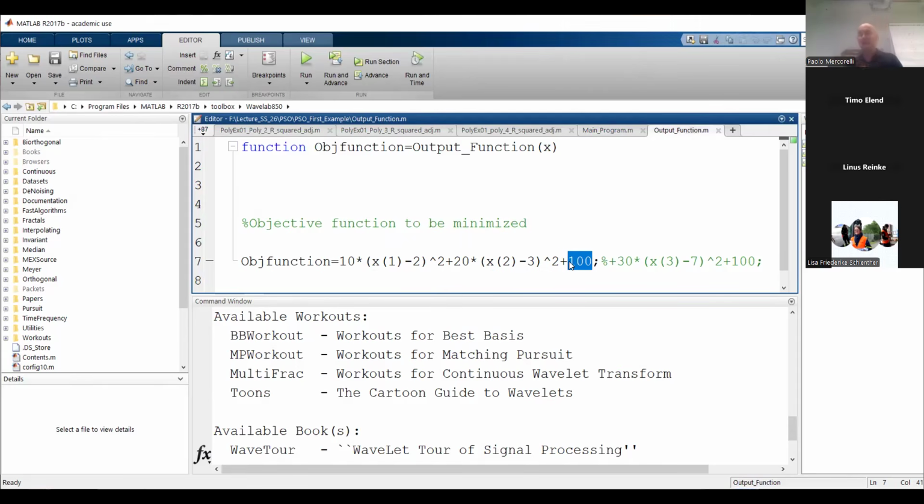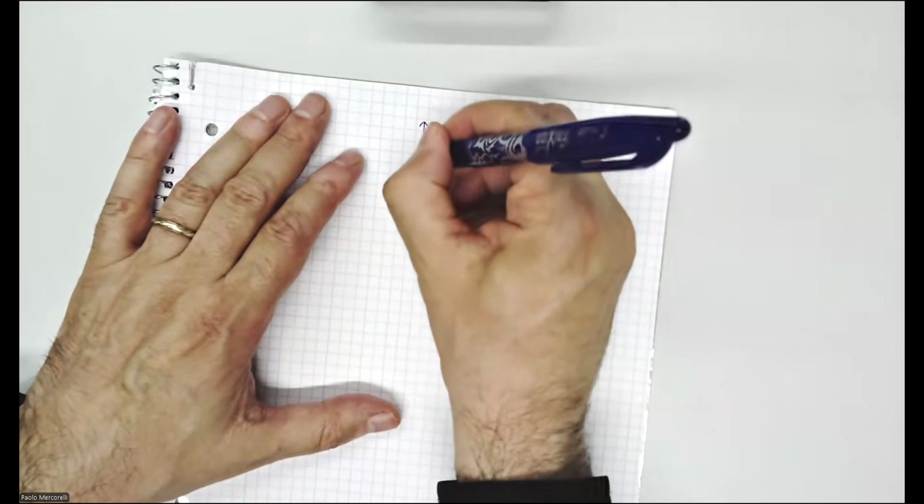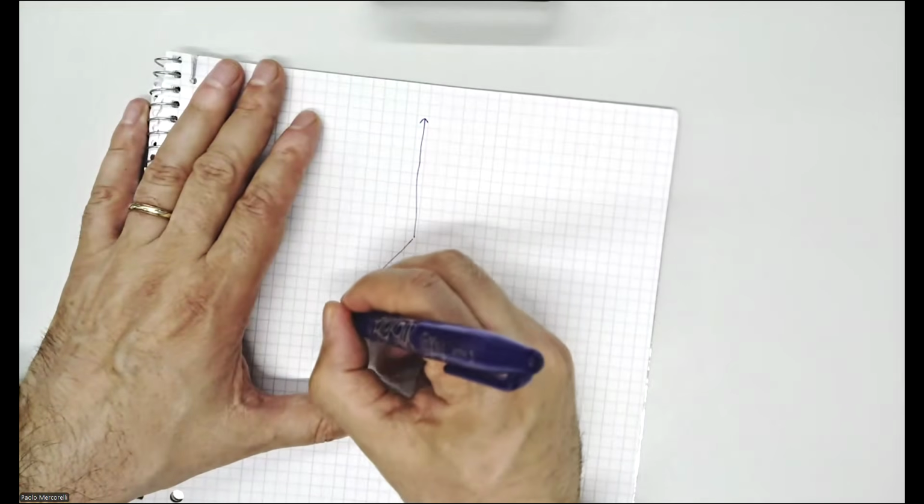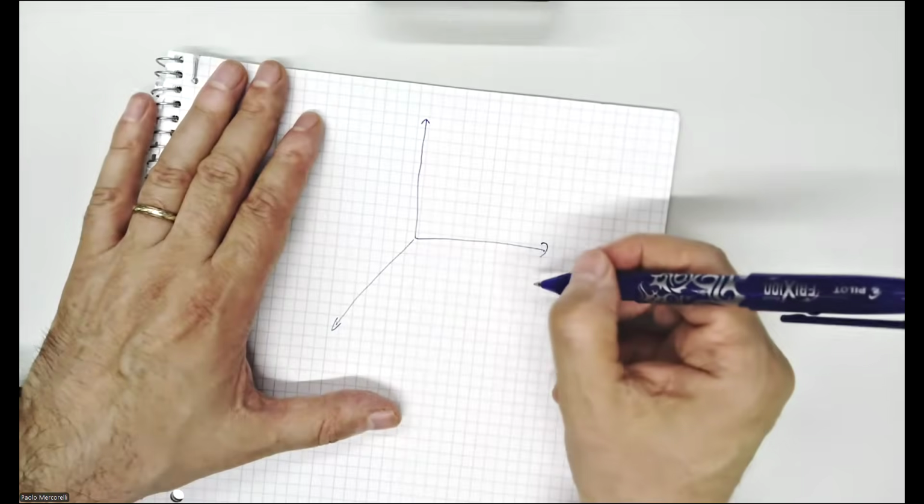I don't know if you remember. Let me graph this in order to understand why PSO is not suitable for this kind of problem. We will see PSO will solve the problem, but it's not suitable because the problem is convex.